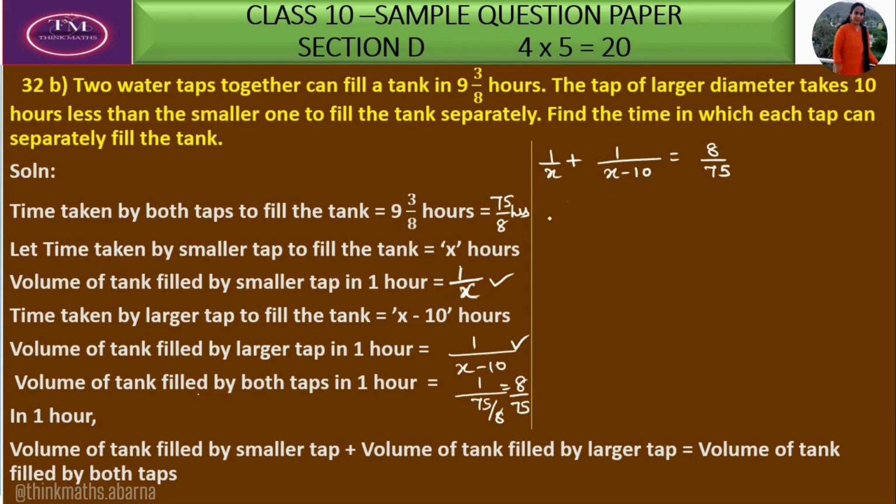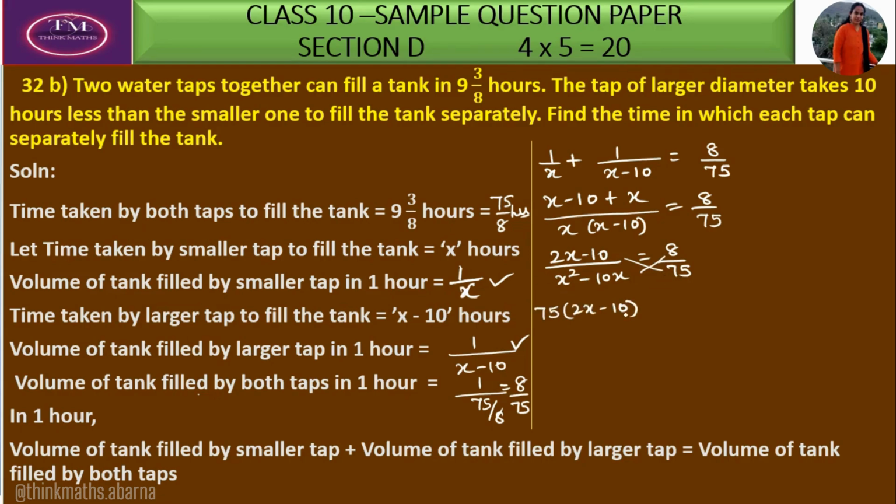On the left hand side we will find the LCM, it is x into x minus 10. Now cross multiply. I'm sorry, not x into x minus 10, it is x minus 10 plus x, equal to 8 divided by 75. So you will get 2x minus 10 divided by x square minus 10x equal to 8 divided by 75. Now just cross multiply: 75 into 2x minus 10 equal to 8 into x square minus 10x. So 75 into 2 is 150x minus 75 into 10, 750, equal to 8x square.